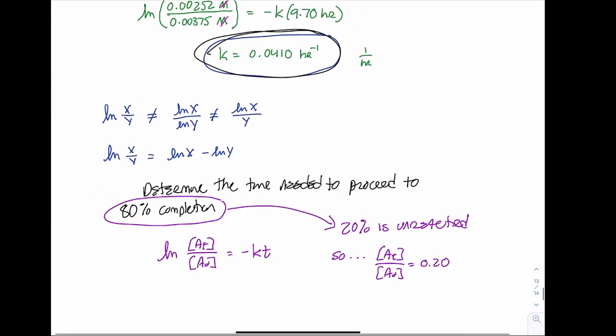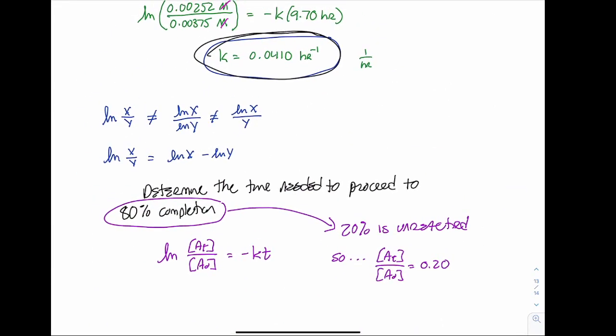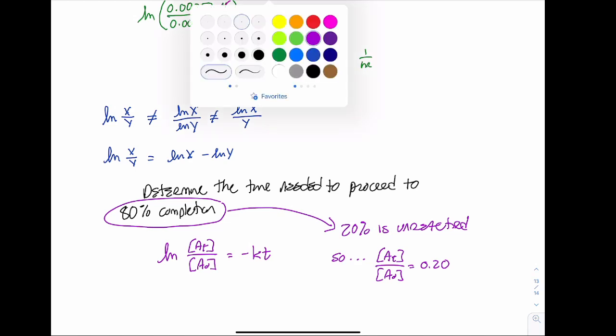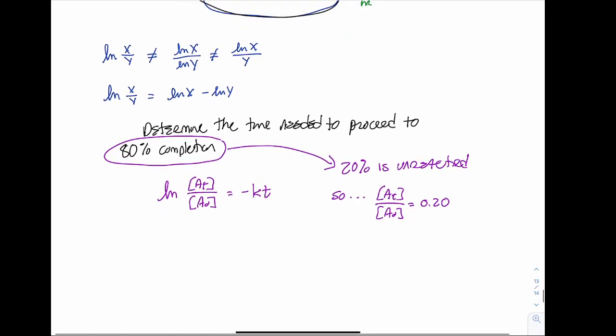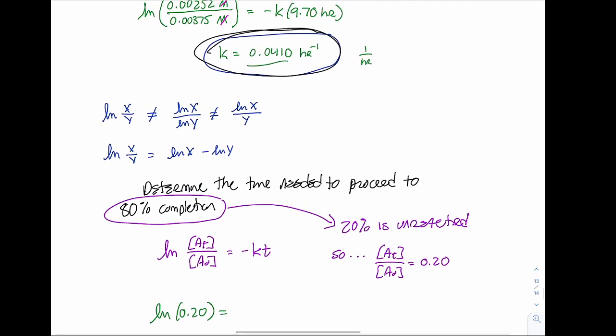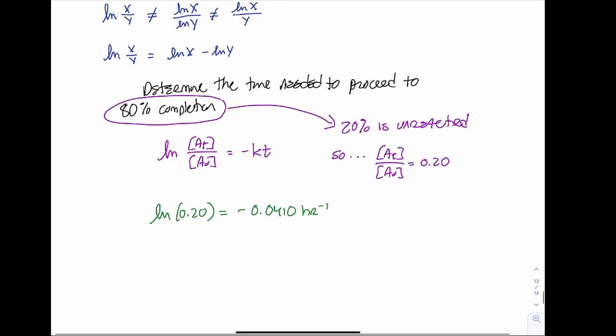Okay, so 80% complete, 20% remains. I want the fraction, so 0.2. So that's what we're actually going to plug in to our equation. So I'm going to take the natural log of 0.20. That's going to be equal to negative of my rate constant that we just calculated, multiplied by my time. So I'm going to grab my calculator.